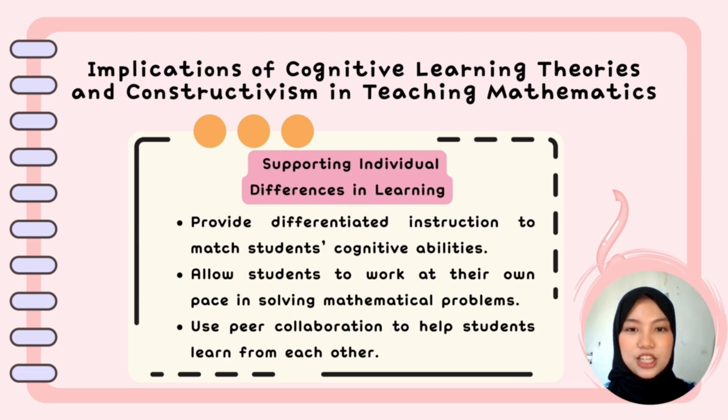And the last implication is supporting individual differences in learning. This is done by providing differentiated instruction to match students' cognitive abilities. This will allow students to work at their own pace in solving mathematical problems. They will use peer collaboration to help students learn from each other.